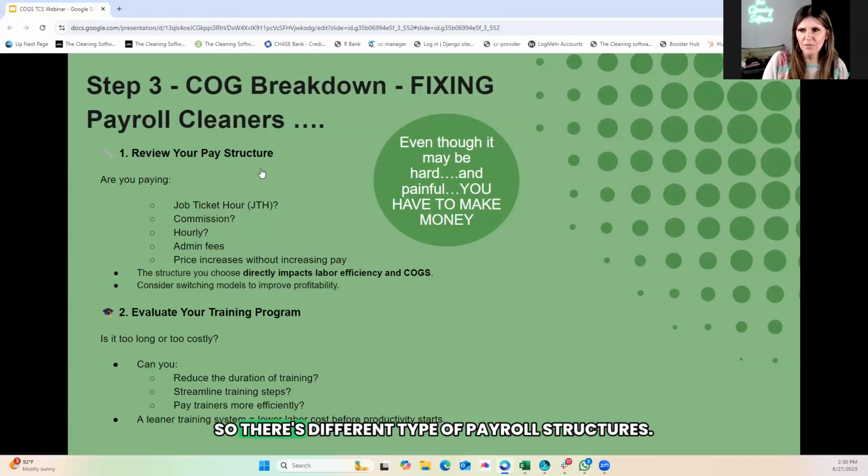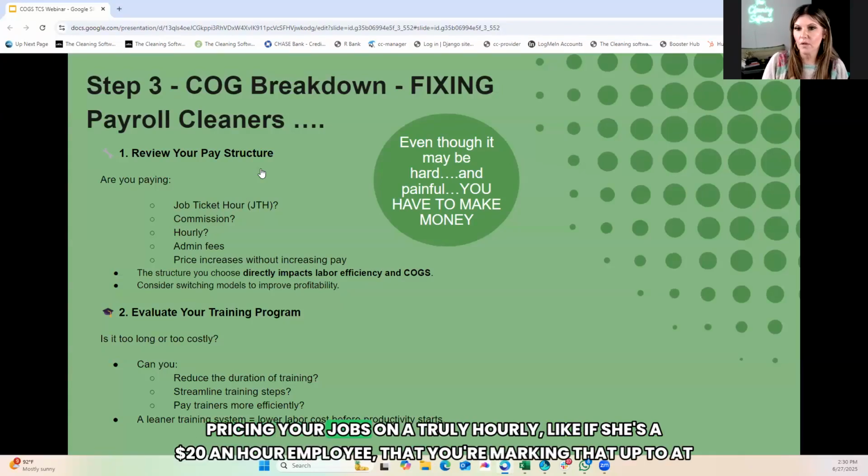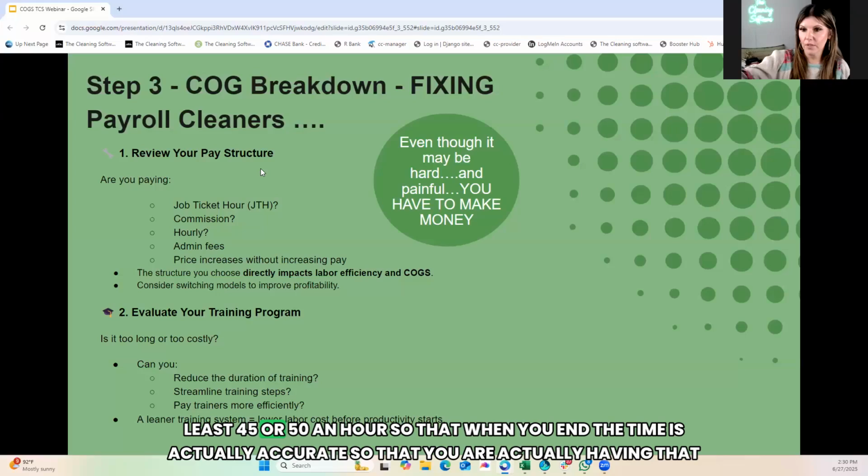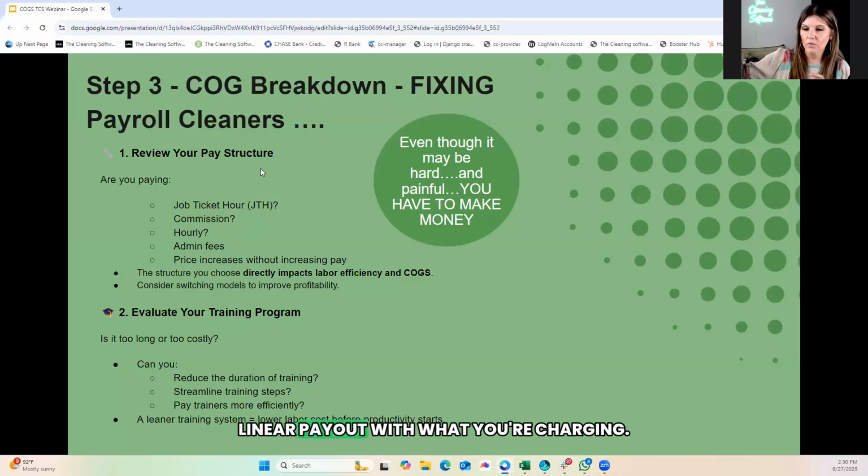So there are different types of payroll structures. If you're going to do hourly, you better make sure that you're pricing your jobs on a truly hourly basis. If she's a $20 an hour employee, you're marking that up to at least 45 or 50 an hour, and the time is actually accurate, so that you are having that linear payout with what you're charging.